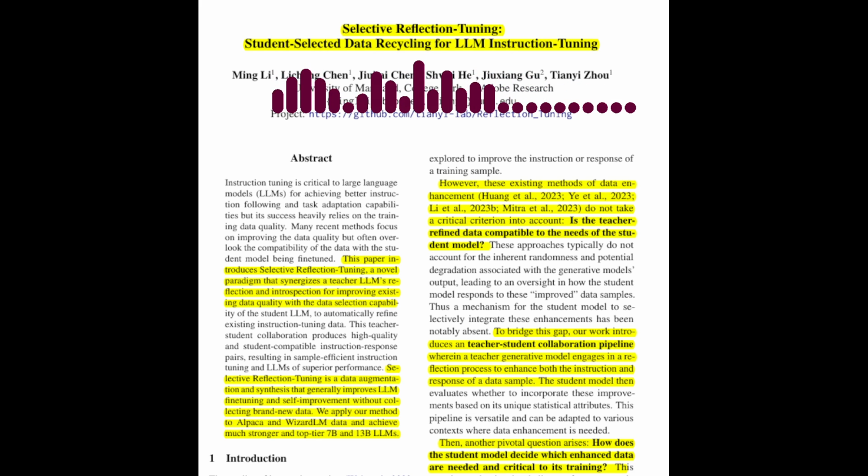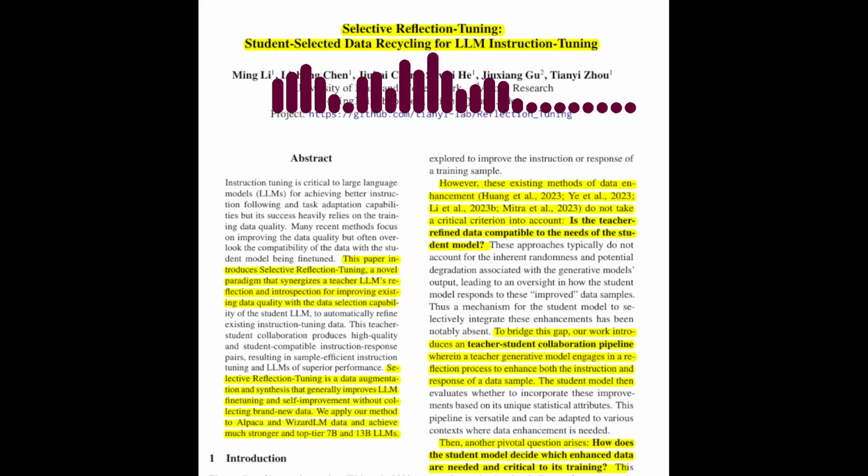The student model uses two metrics: instruction following difficulty, IFD, and reversed IFD, RIFD. IFD measures how difficult it is for the student model to generate the response given the instruction. A higher IFD score indicates a more challenging instruction. So the student model prefers data with higher IFD scores?